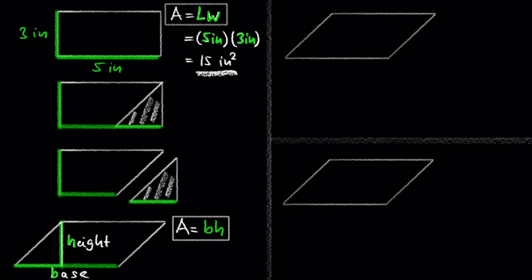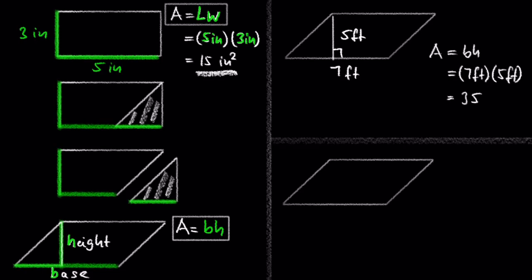Let's say we have a parallelogram which has the base of 7 feet and a height of 5 feet. Then the area of the parallelogram is a product of the base and the height. So 7 feet times 5 feet is 35 square feet. And we're done with this problem.